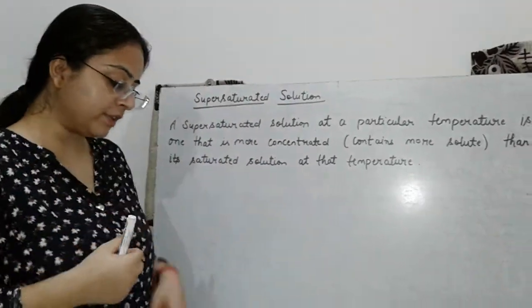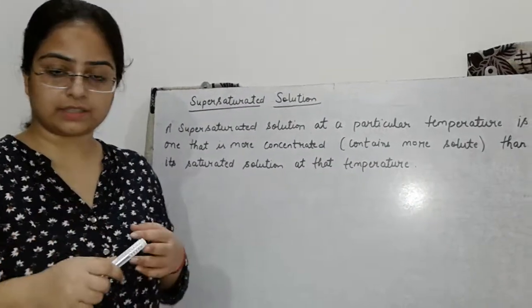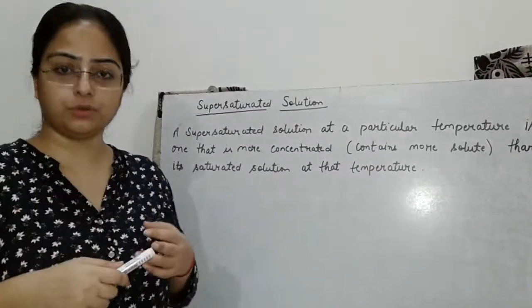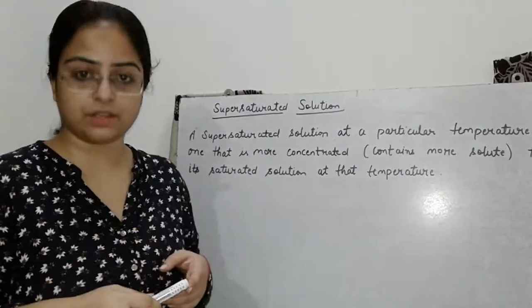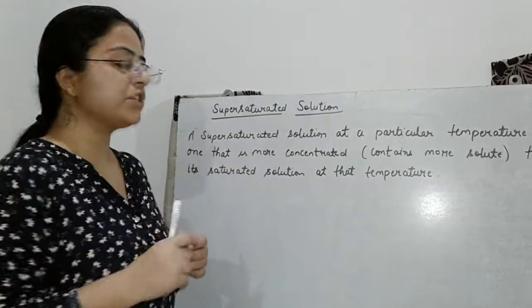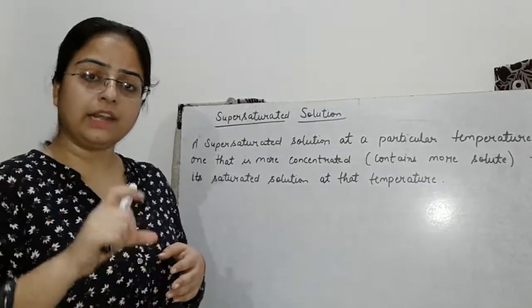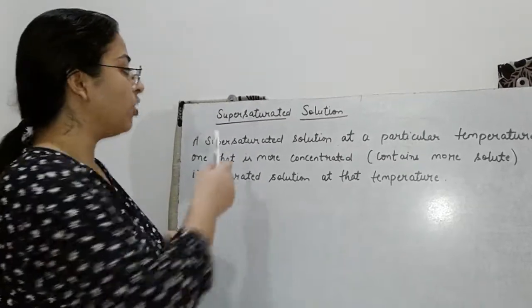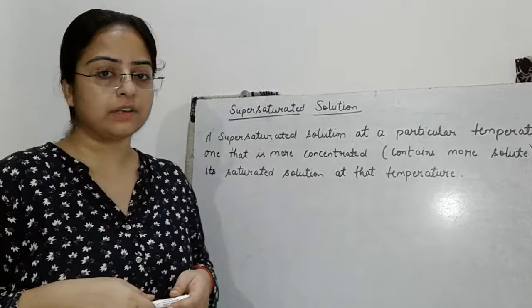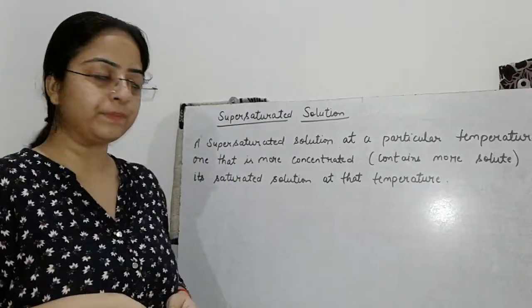So what is a supersaturated solution? A solution that holds more of the solute than it can theoretically do at a given temperature. वो solution जिसमें solute की मात्रा ज़्यादा होती है, than it can normally hold at a particular temperature, that is called a supersaturated solution. Now, how is this supersaturated solution made?